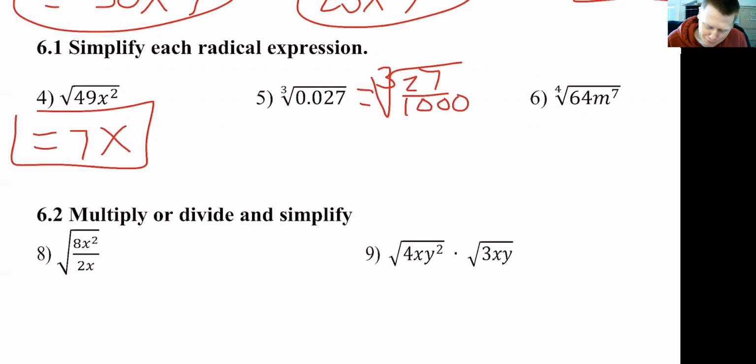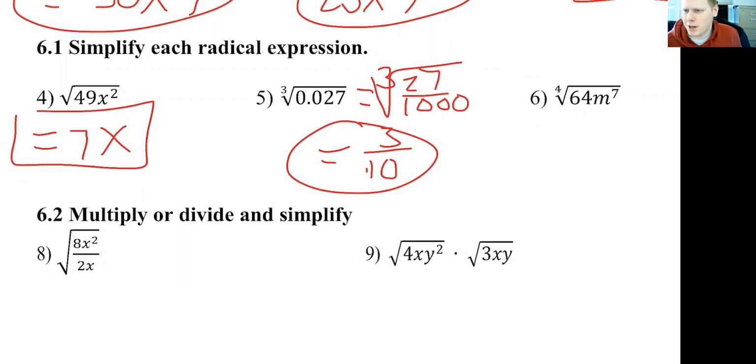But now this simplifies very nicely. Remember, with a fraction, you take the cube root of the top over the cube root of the bottom. So the cube root of 27 is 3. If you recognize that, the cube root of 1,000 is also 10, because 10 times 10 times 10 would be 1,000. So if you recognize those, they simplify very nicely. But you could also do a factor tree or try and pull out perfect cubes.